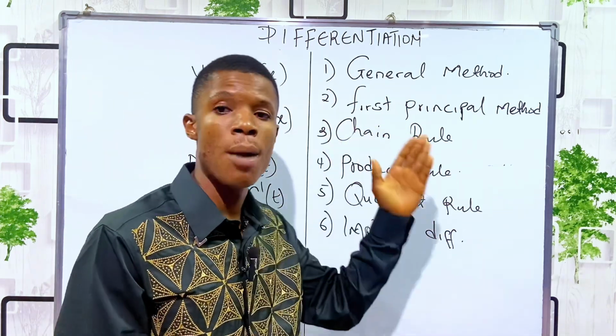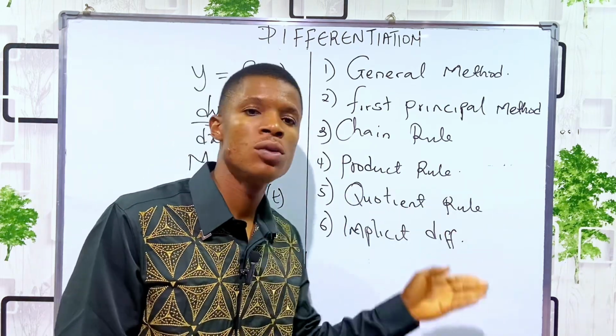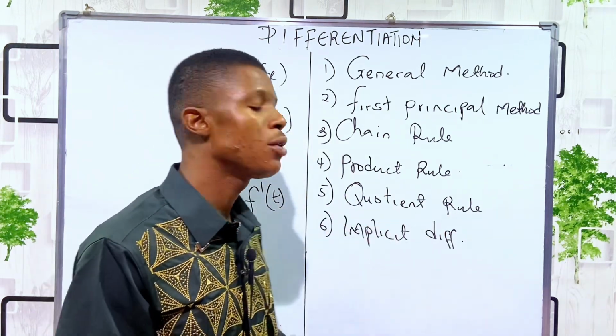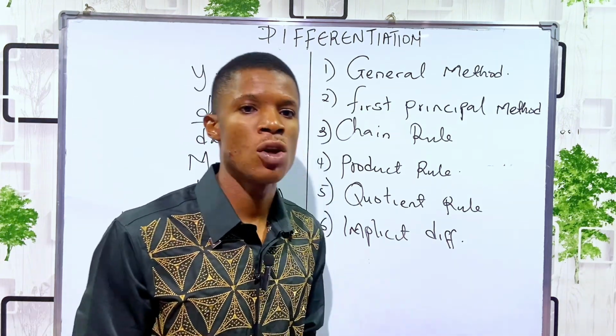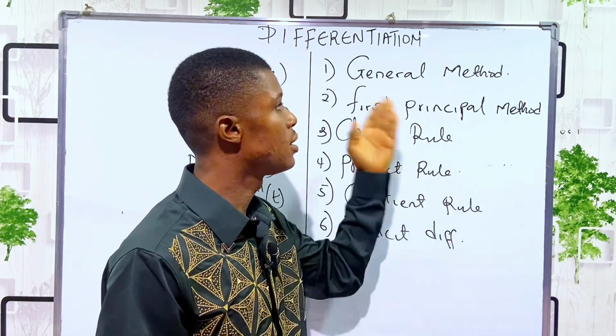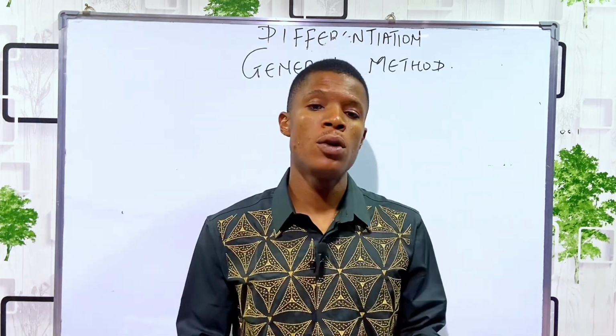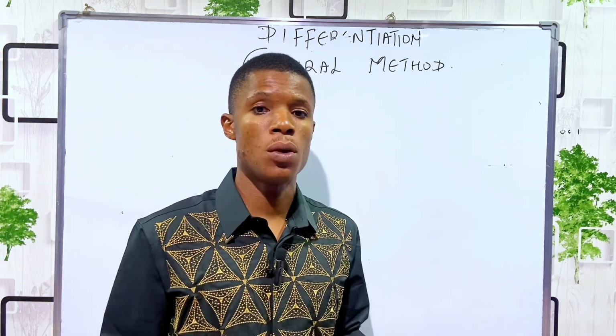Okay, these are the basic 6 methods of doing differentiation problems. We have the general method, the first principle method, the chain rule, the product rule, the quotient rule, and the implicit differentiation. In this class, we'll be learning how to solve differentiation problems using the general method.